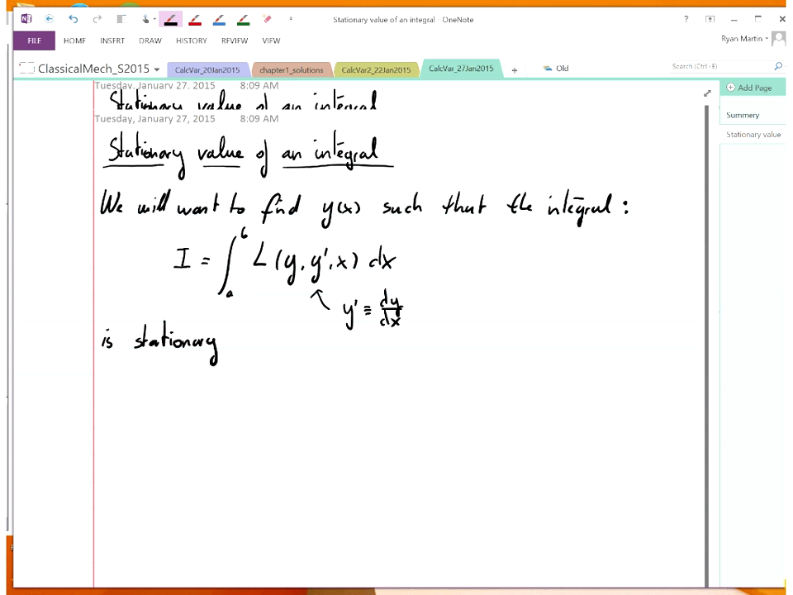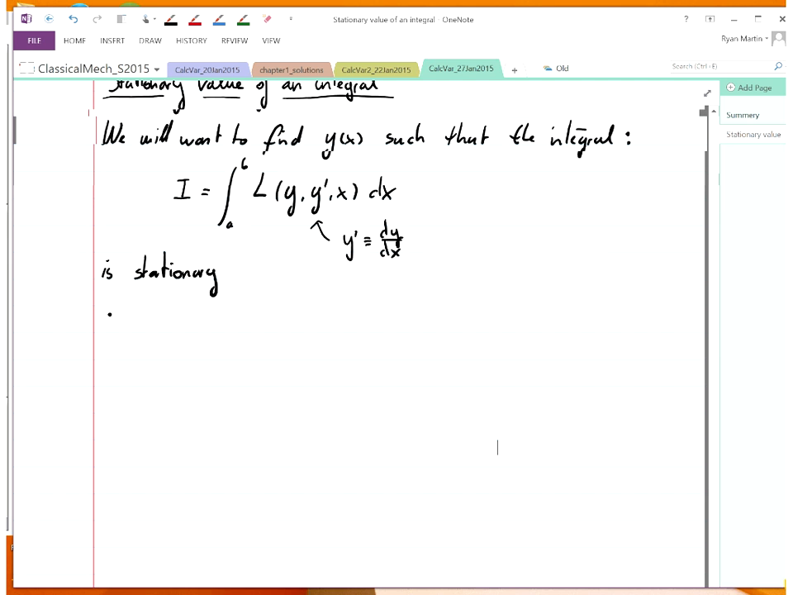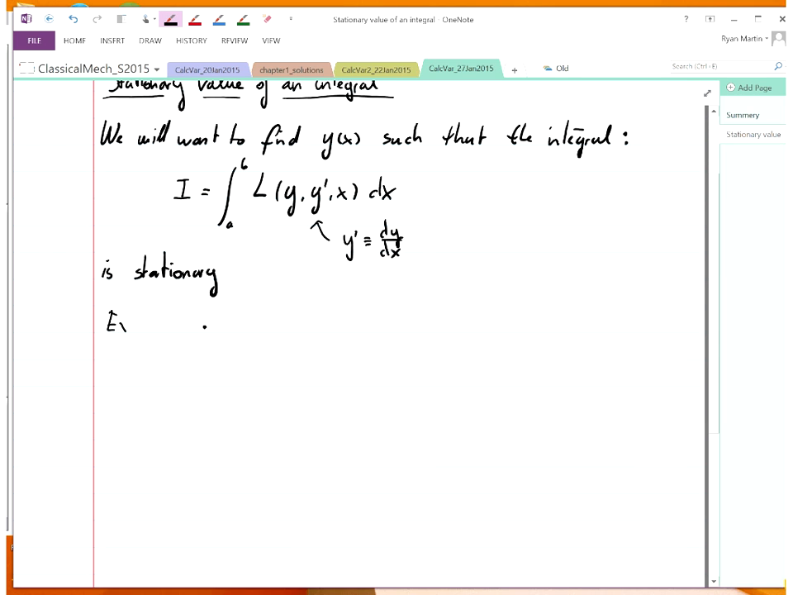Okay, so as is, this sounds a little bit of an intangible problem. How could this situation possibly arise? Okay. So let me give you an example of an application where we would want to find y of x such that some integral is stationary. This is example 2.4 in the notes. And this is called the brachistochrone.